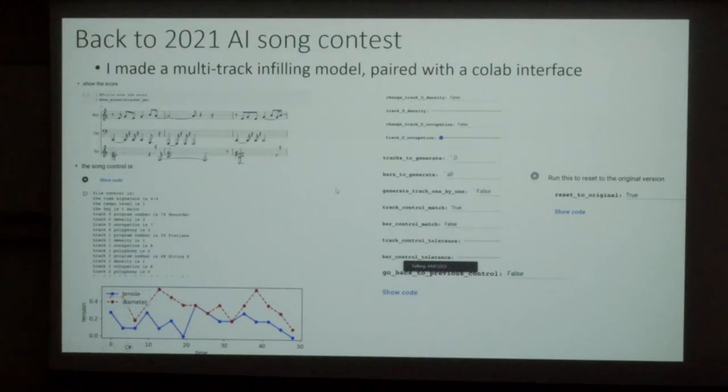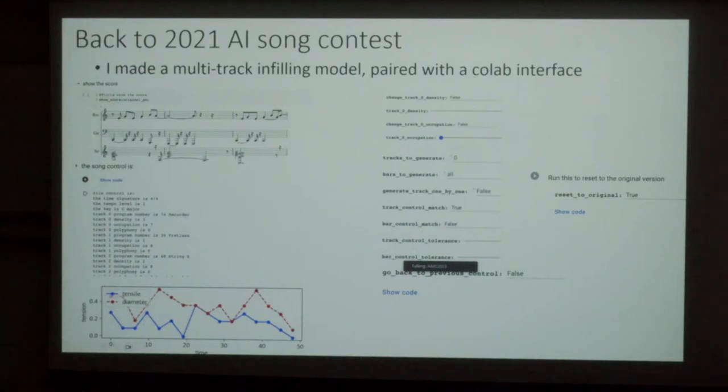I would like to go back a little to my research journey. In 2021, it was my first time attending the AI Song Contest. At that time, I had a multi-track infilling model, which generates different tracks and different bars with several controls. And you can see here the collaborative phase has several elements.